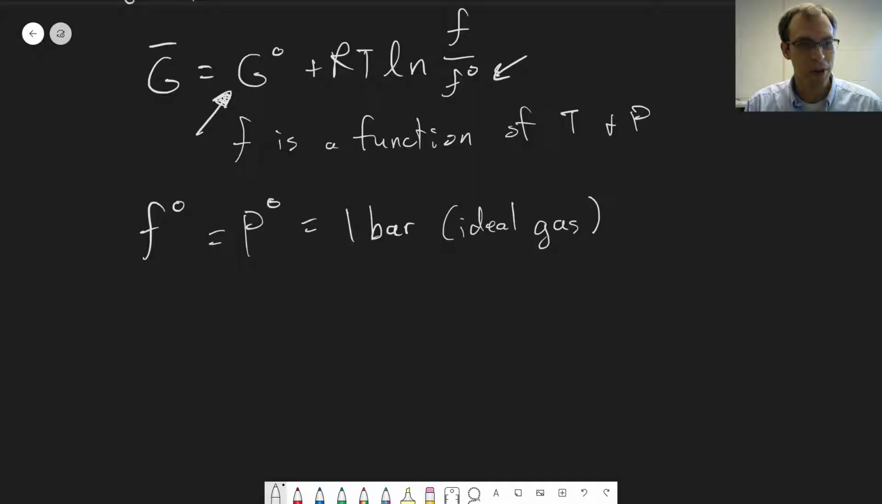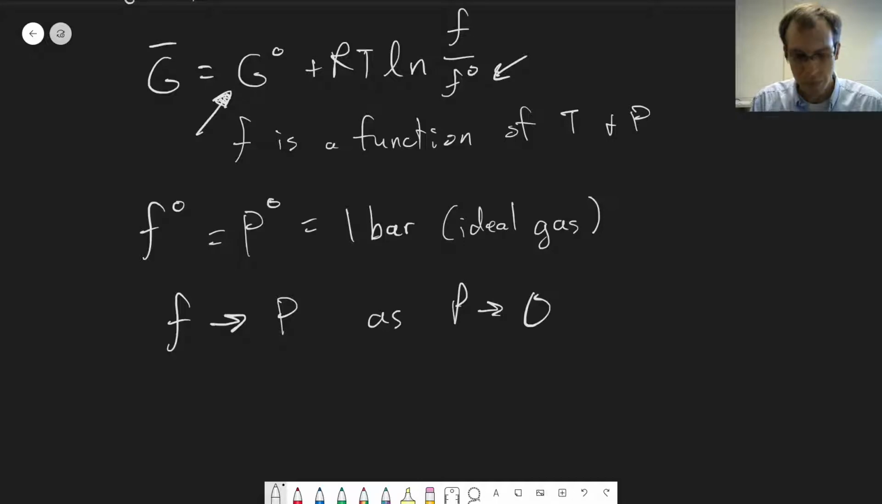Some other properties of fugacity we would like, or we sort of have to have: the fugacity will approach the value of the pressure as pressure goes to 0. As we get closer and closer to ideal gas conditions, as we decrease the pressure, because typically we need fugacities at very high pressures, the fugacity should behave just like a pressure, and we should come back to our ideal gas version of the equation as the pressure gets lower and lower. So that's another property of fugacities.